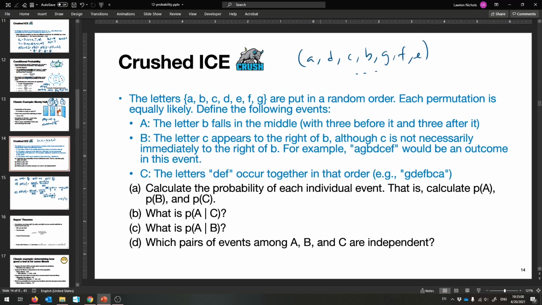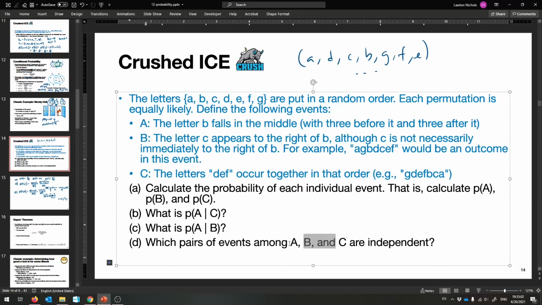I think we can only figure out if A and C and A and B are independent. So let's change this question around since I deleted one.